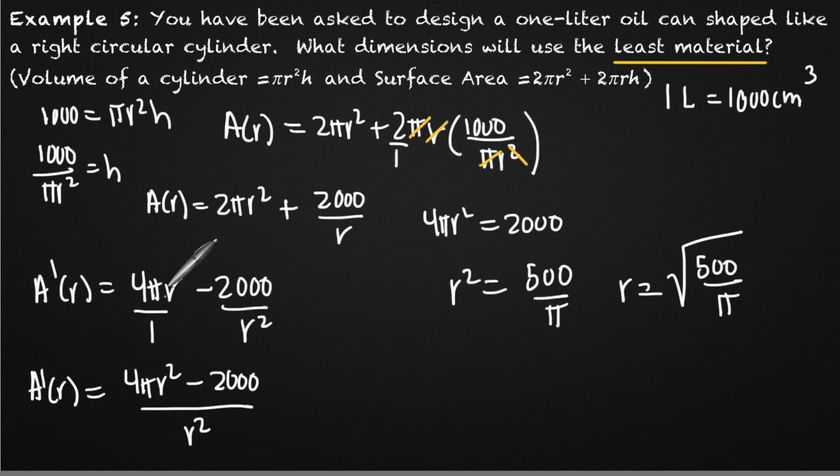Correction actually here, I need to multiply top and bottom by r squared to get a common denominator. So let me just go back here. This should be r cubed, and that should be r cubed. That should be r cubed, and that should be the cube root of 500 over pi. So sorry about that. And if you use a calculator, you'll find that to be 5.42, somewhere around there. And if you take that r and plug it into here, 1,000 divided by pi times 5.42 squared, you get a height that is approximately 10.83.